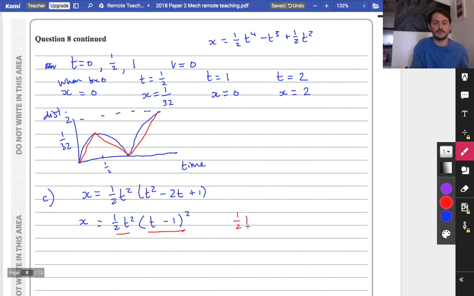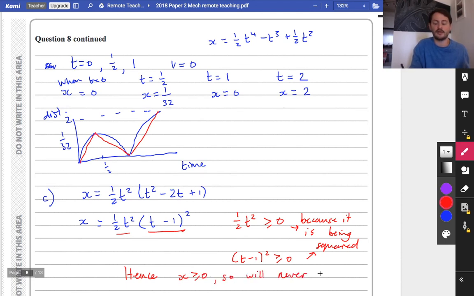Well, 1/2 t squared is always going to be greater than or equal to 0 because it is being squared. And t minus 1 squared is always going to be greater than or equal to 0 because it is squared. Hence, x is always going to be greater than or equal to 0, so we'll never move along the negative x-axis.